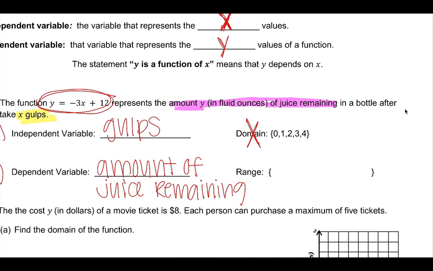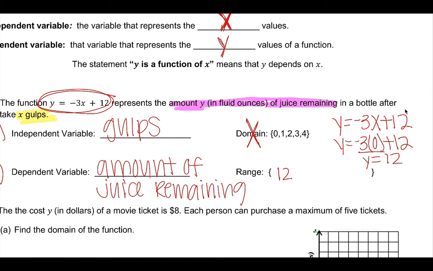So I've got y equals negative 3x plus 12. And I'm going to plug in 0 everywhere I see an x. So y equals negative 3, instead of x, I'm putting 0, plus 12. Well, negative 3 times 0 is 0, so I just get 12. So my first range is 12. If I plug in 0, I take 0 gulps, I'm going to have 12 ounces of juice remaining.